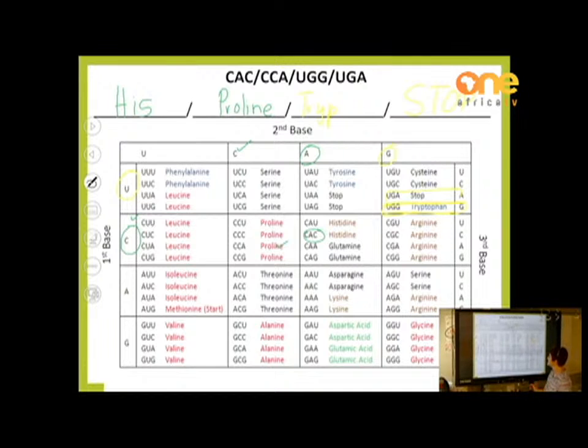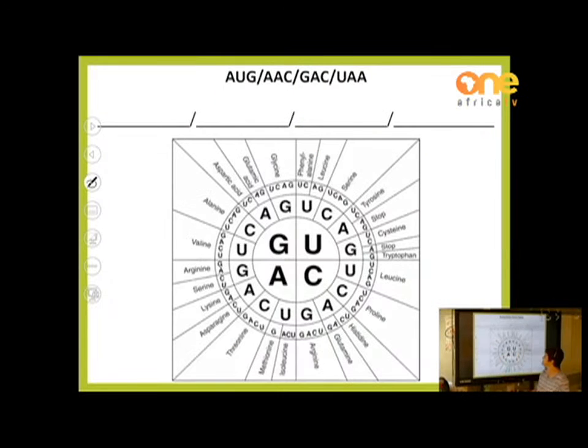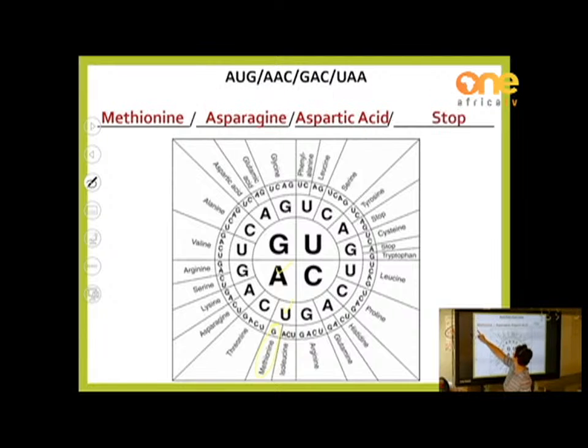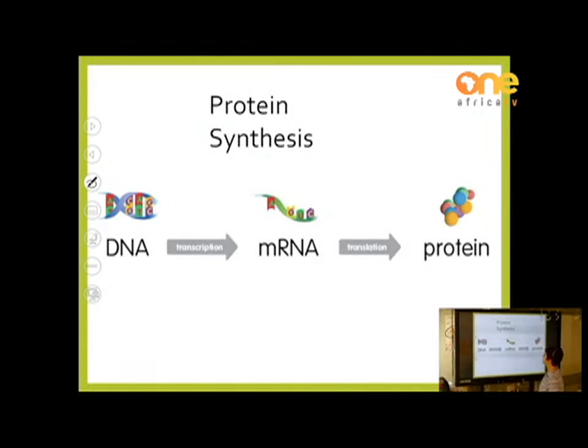Right, then the next one is a different type of chart to help us, and we start in the middle. A, U, A-U-G. Aha. So the first one will be methionine. Again, you can try and find them on your own, and then play the video again to see. There we see methionine, asparagine, aspartic acid, and then a stop.